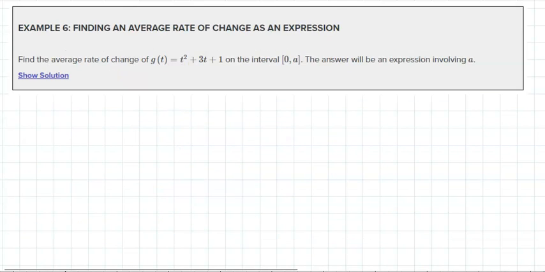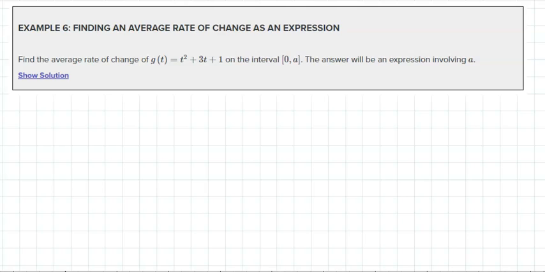Okay, so this last example that I have in this section is finding an average rate of change as an expression. This is something that's really important to be able to do. You'll see it again at the beginning of your Calculus 1 class or Applied Calculus. You'll see them in both classes. So this is something that's important to know how to do. If it's confusing for you, you might want to stop, pause, go back, make sure you understand.